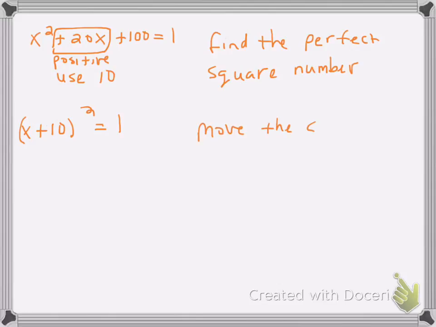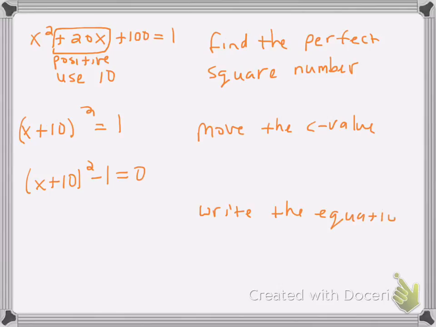Now, once we have this equation, our perfect square number, x plus 10 squared is equal to 1, we want to move that c value, the 1, to the other side. So we get x plus 10 squared minus 1 is equal to 0. Once we have it equal to 0 again, we can rewrite our equation. So now we'll just write it as y equals. So y is equal to our x plus 10 squared minus 1. There's our equation written in vertex form.